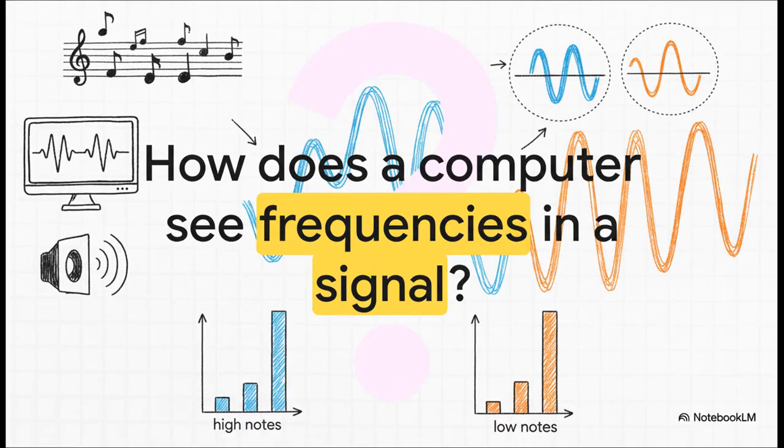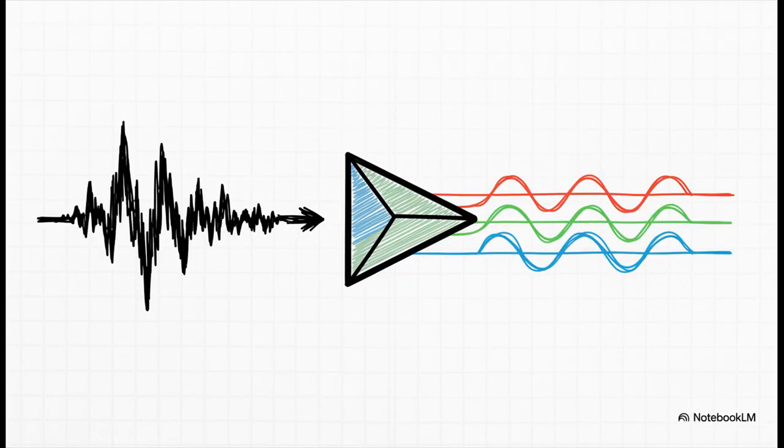So, let's kick things off with a question. Ever wonder how your computer sees the frequencies in a signal? You know, like in a song or an image. How does it actually tell the bass from the treble? Well, it uses this incredible mathematical prism for signals. It's called the discrete Fourier transform, or DFT for short.